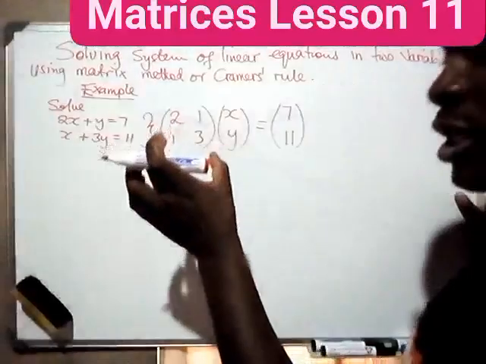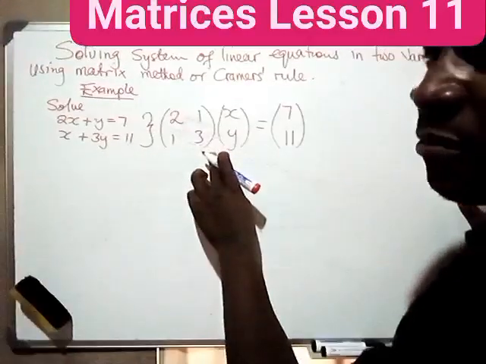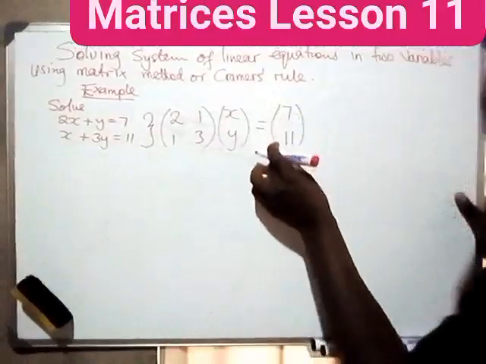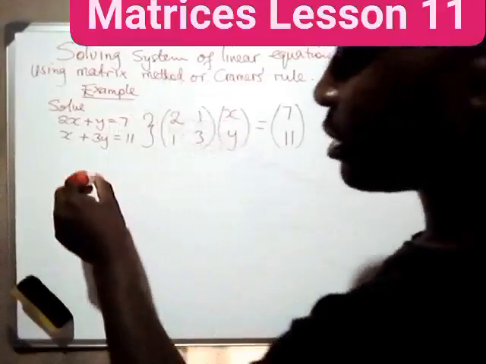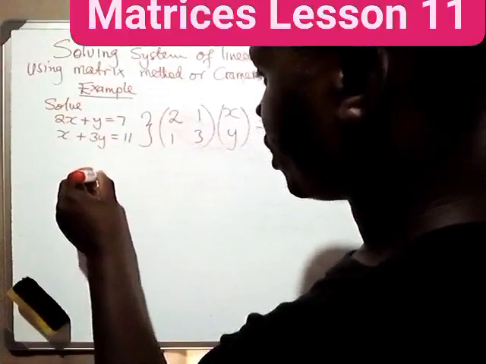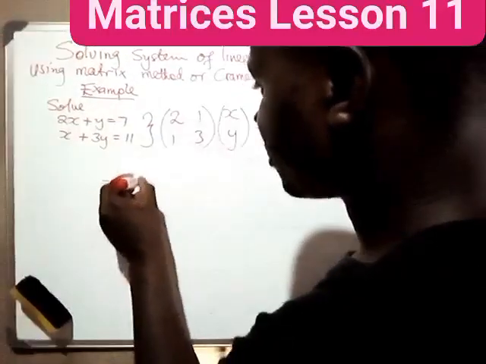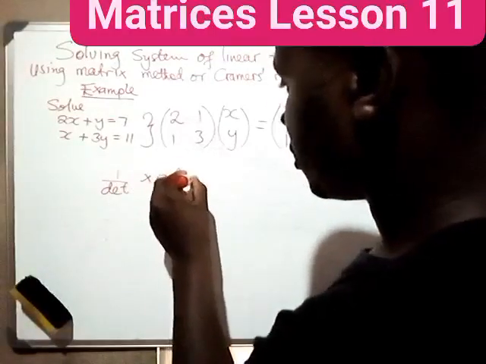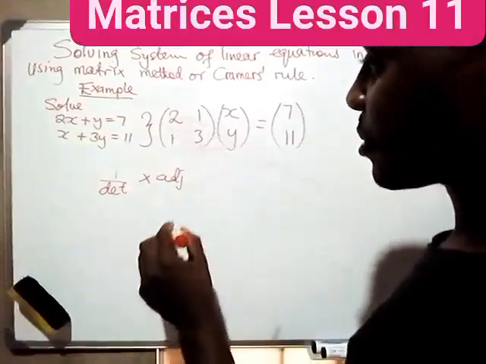Then the next step is that we are going to multiply this matrix by its inverse. Then in the same way, the inverse will be multiplied to the constant numbers. Okay, so what is the inverse of this? As we know, the inverse of any matrix is found by taking 1 over the determinant of that matrix multiplied by its adjoint. Now, what is the inverse of this?